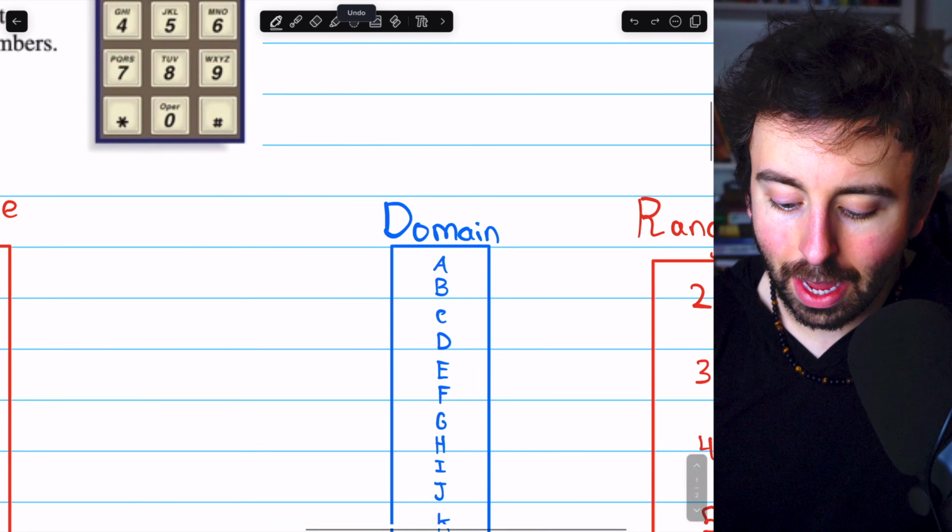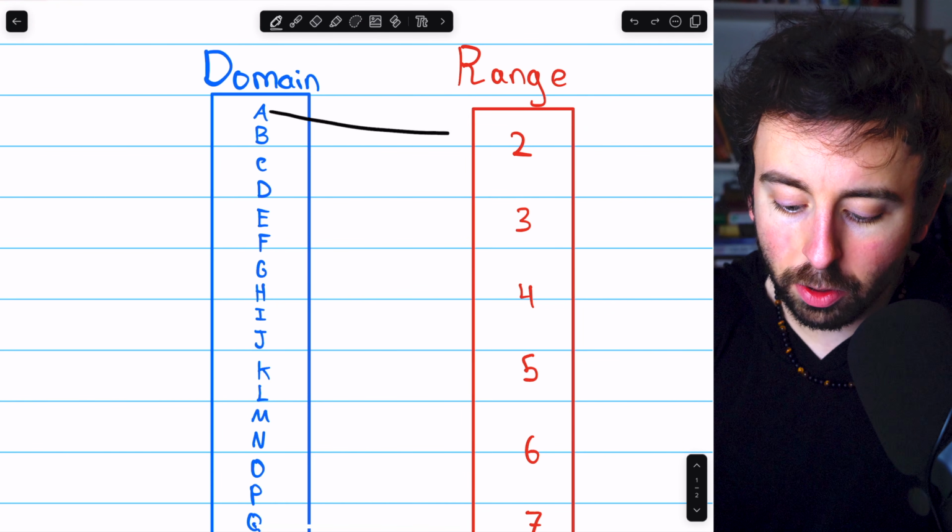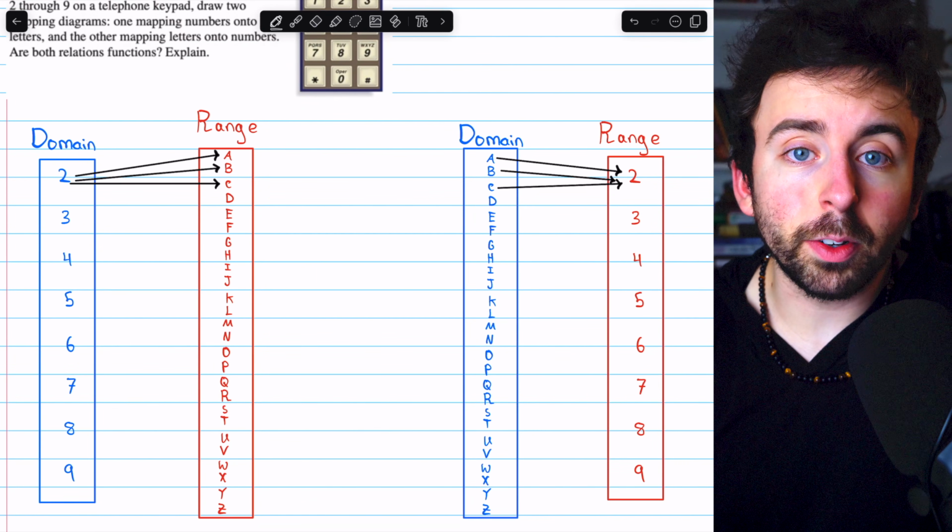As for mapping the letters to numbers, we see that the letter A maps to 2, and B maps to 2, and C maps to 2. So I'll draw those arrows now. So there are the first few arrows.